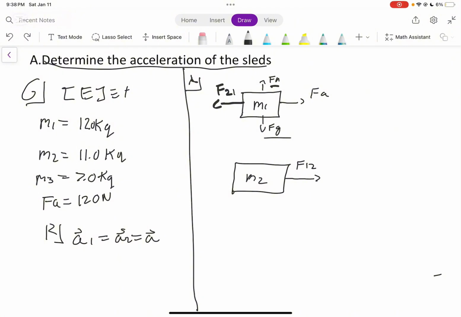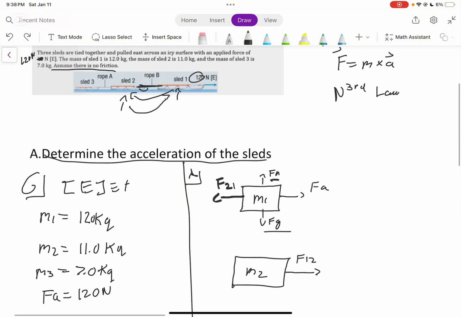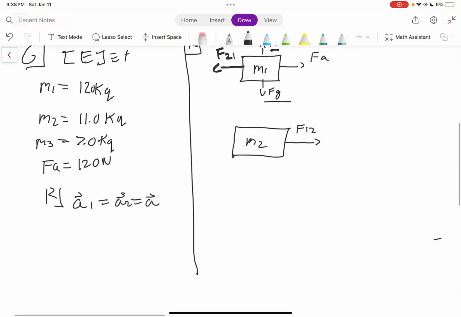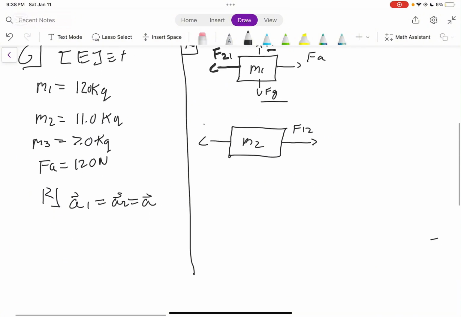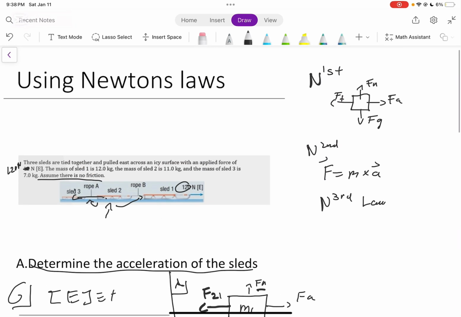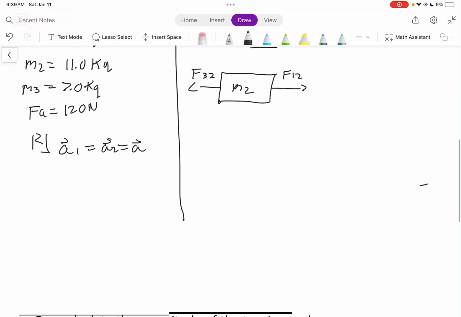So we know we have the force of 1 on 2 on object 2, the sled here. On the second sled, right on this sled right here, we have the force of 1 on object 2. And we also have another rope connecting this one to object 3. So we also have the force of 3 on 2, the force that object 3 puts on object 2. We also have those with it.